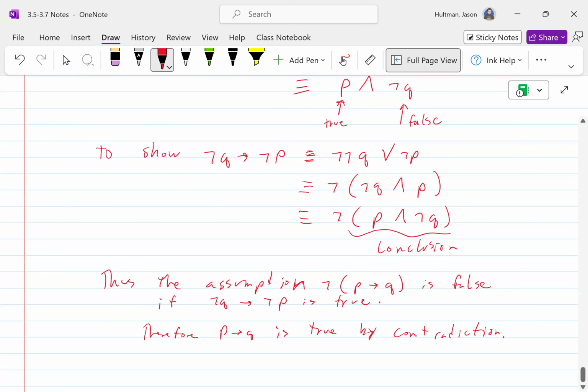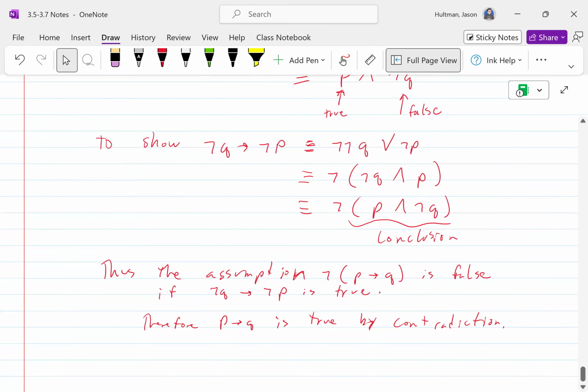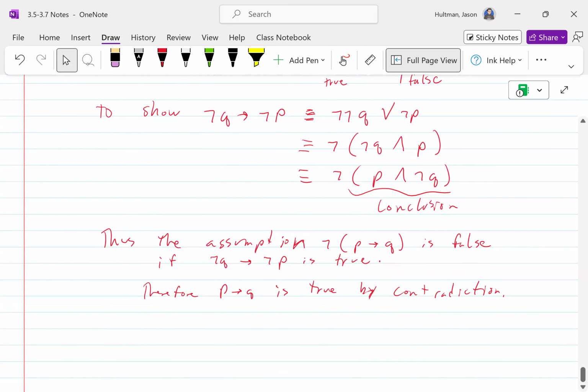So that kind of just runs through the logic of why contradiction works. You assume the opposite and seek a contradiction. And if you get a contradiction, something that doesn't work, it contradicts the original hypothesis, then you know that the original statement had to be true. So we kind of went through the logic here of why that stands up. Why is that the case?